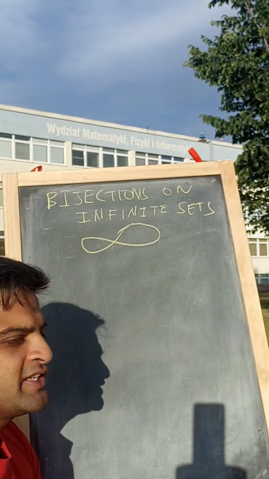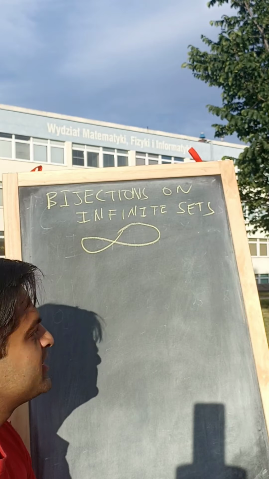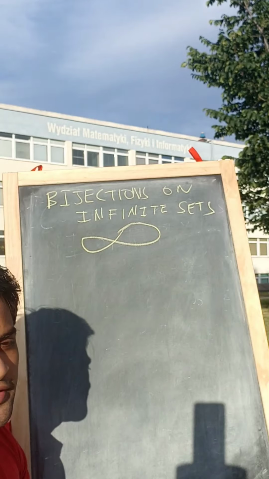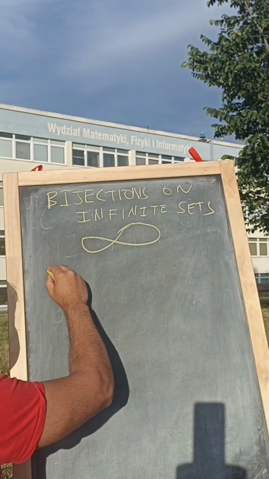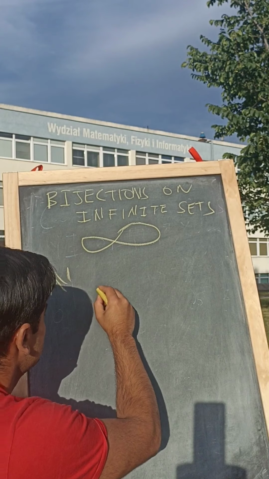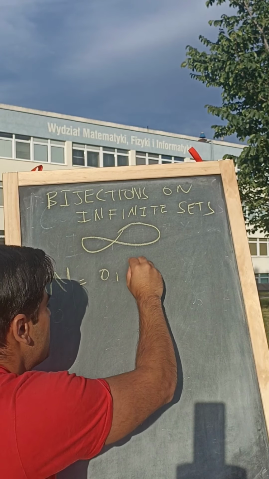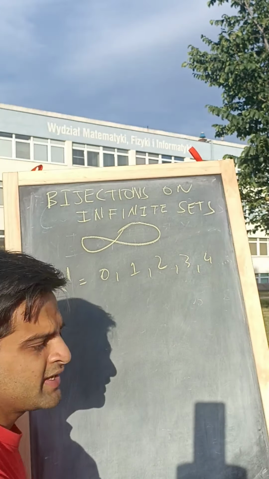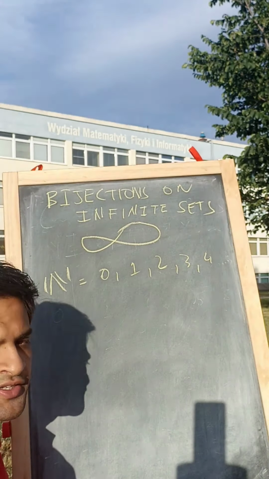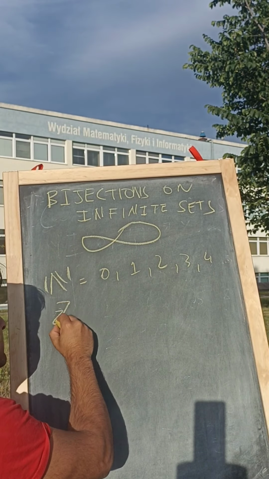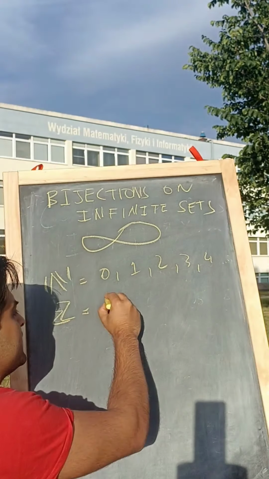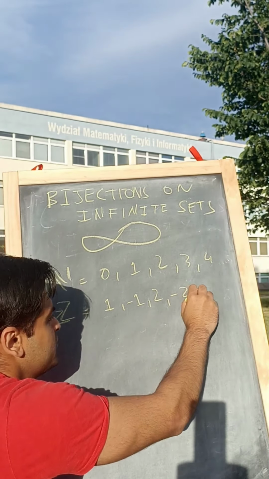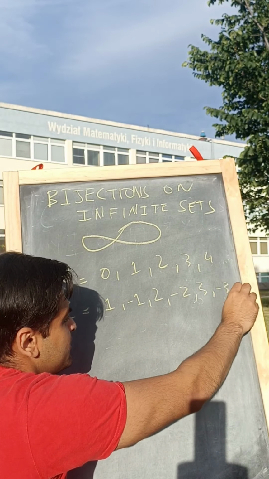Alright, so let's take the idea of bijections and now extend it to infinite sets. Let's take a particular infinite set which we all know, the natural numbers. So we have 0, 1, 2, 3, 4 and so on. And now let's take the integers. By the integers I mean the natural numbers and the negatives. So we have 1, minus 1, 2, minus 2, 3, minus 3 and so on.